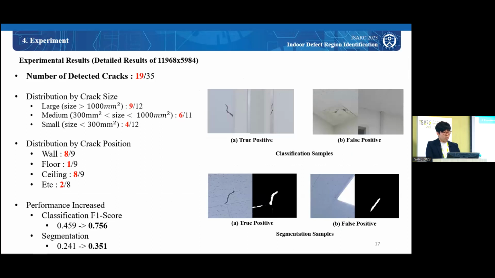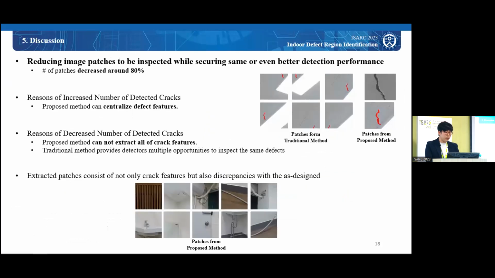So this is the overall number of detected cracks. It is 19 out of the 35 cracks. As you can see, small cracks and cracks on complex backgrounds still cannot be easily detected either way, but still we have a performance increase in the F1 score.